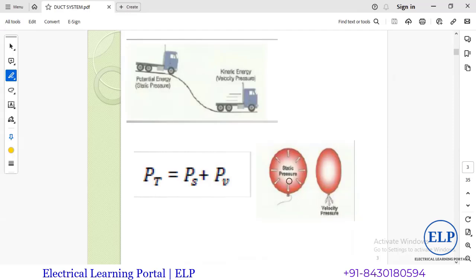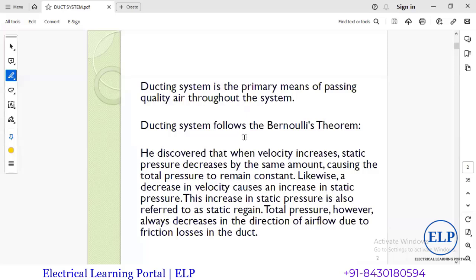Similarly, the same example applies to the balloon. If you fill the balloon and hold it, it contains a static pressure, and if you release the balloon, it will go out with the help of velocity pressure. This is the very basic concept of the air traveling inside the ducting. This ducting system follows Bernoulli's theorem. What is the meaning of Bernoulli's theorem? When you increase the velocity, your static pressure decreases. So what do you mean?